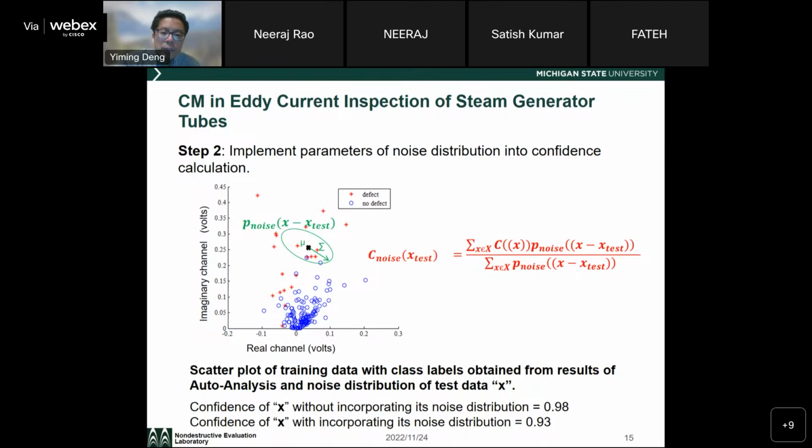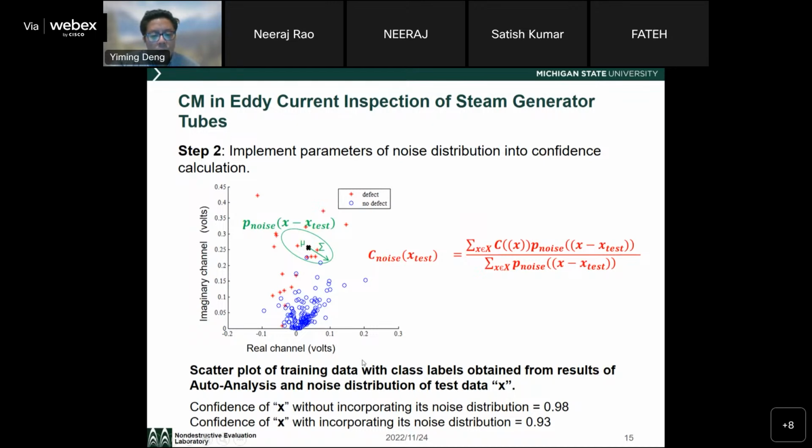Well, step 2 is to implement parameters of the noise distribution into the confidence calculation. And remember, this is actually effect number 3, that you can incorporate the probability of noise into our calculation. And you can get your C, the confidence without noise, and you can get the C noise given the X test data. So now when I have new data coming in, you are going to have a distribution. Instead of a single data point, now you have a green elliptical distribution here, right?